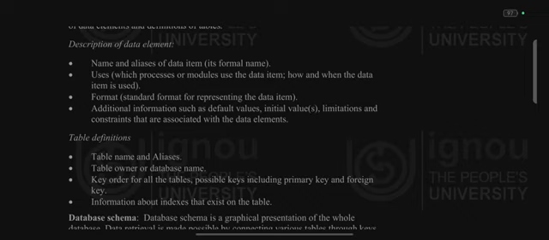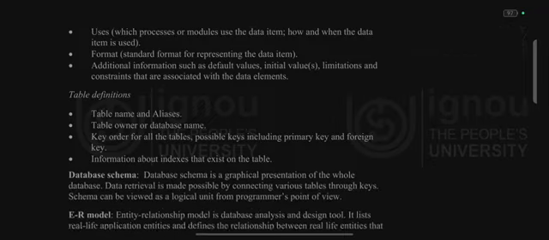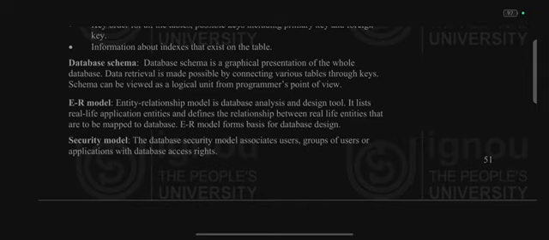Table definitions: table name and aliases, table owner or database name, key order for all the table's possible keys including primary key and foreign keys, and information about indexes that exist on the table. Database schema. A database schema is a graphical representation of the whole database. Data retrieval is made possible by connecting various tables through keys. Schema can be viewed as a logical unit from the programmer's point of view.